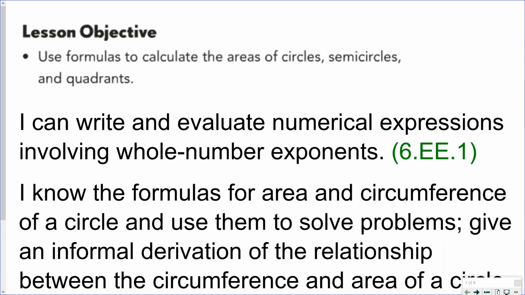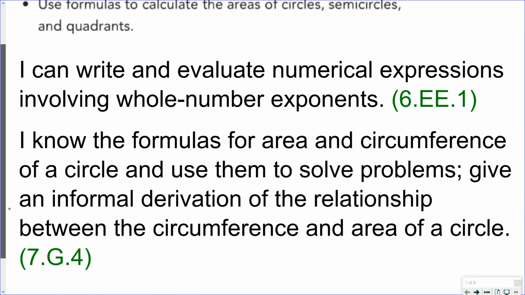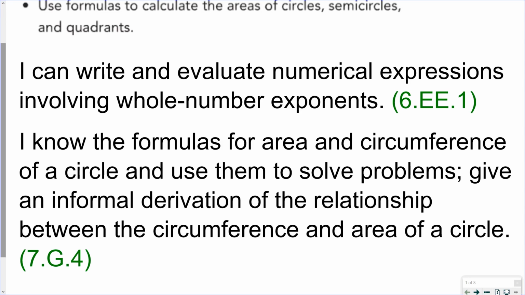For today's lesson, we will be calculating the area of circles, semicircles, and quadrants. And once again, we are addressing a couple of standards. These are the two standards that we'll be addressing today, 6EE1 and 7G4.